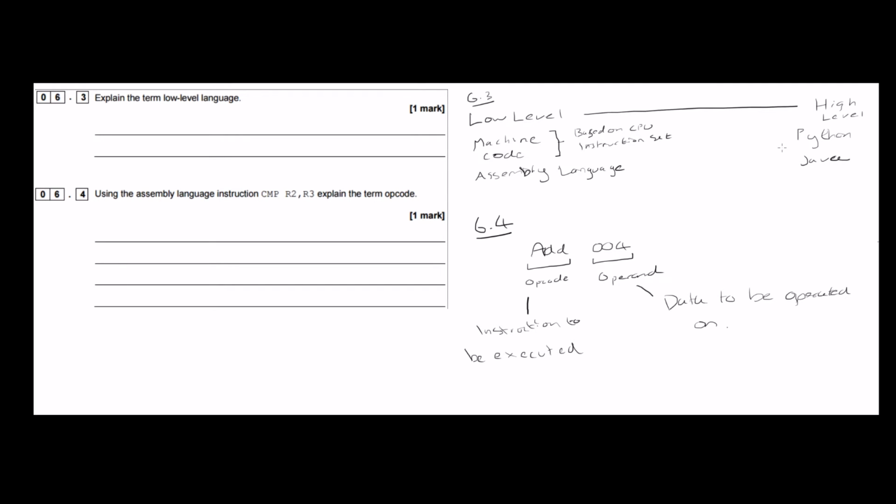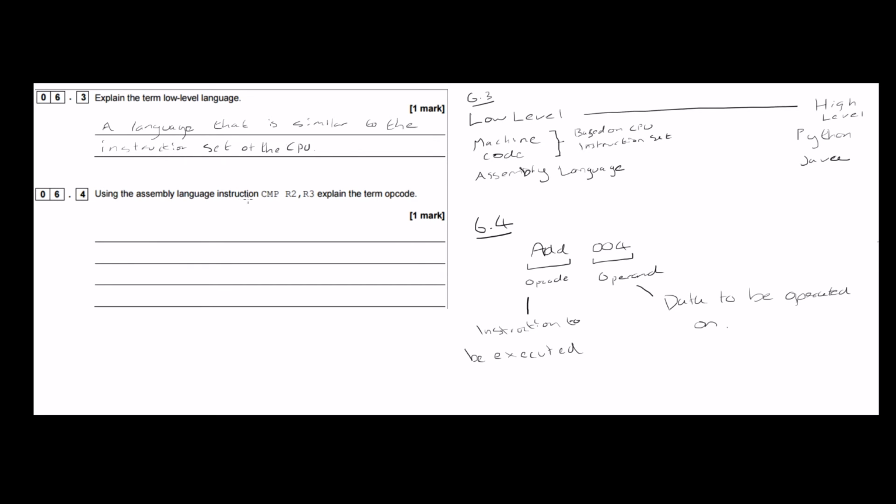And when you type in something like print in Python, it will do multiple instructions on the CPU to carry out that print operation. But it's easier for the programmer to use a high-level language because then they're not having to think about what the CPU is doing each time they use a function like print. So to explain the term low-level language, I'm going to say that it's a language that's similar to the instruction set of the CPU.